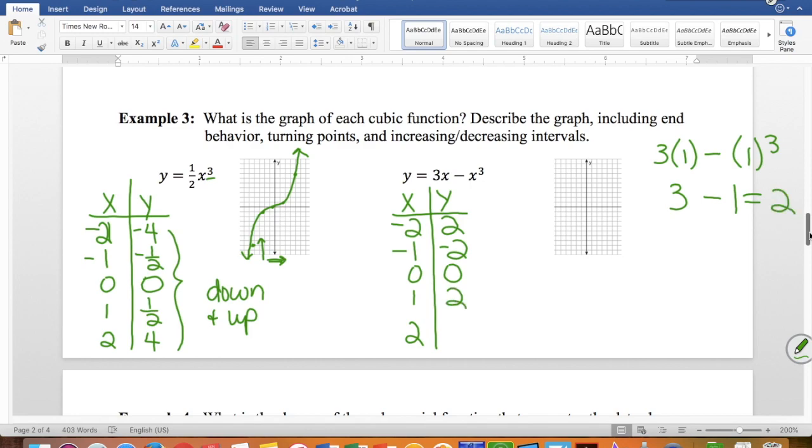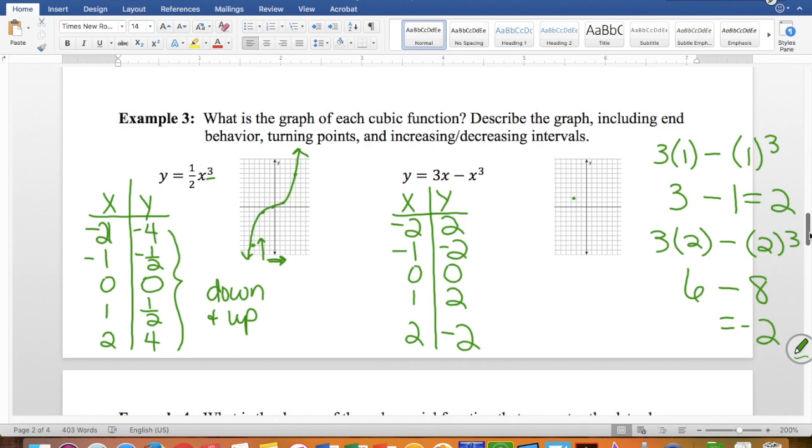Okay, and when we put 2 in, we're going to do 3 times 2 minus 2 cubed, which is 6 minus 8, which is negative 2. Interesting how this graph is going to look, I think. So let's go ahead and graph this, and I'm not going to count by halves this time. So negative 2, positive 2 would be right here.